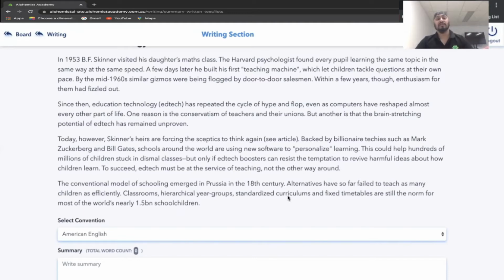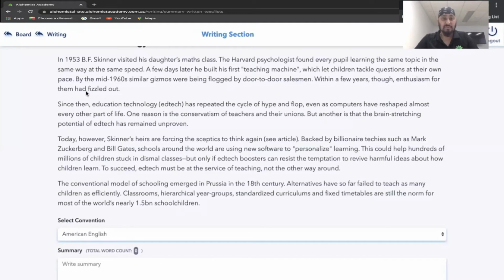Okay, so one thing I can say is that this question is definitely something related to education technology. I'm not so sure, we'll have to read through it. Let's have a look. It says in 1953, B.F. Skinner visited his daughter's maths class. The Harvard psychologist found every pupil learning the same topic in the same way at the same speed. A few days later, he built his first teaching machine, which let children tackle questions at their own pace. By the mid 1960s, similar gizmos were being flogged by door to door salesmen. Within a few years, though, enthusiasm for them had fizzled out.